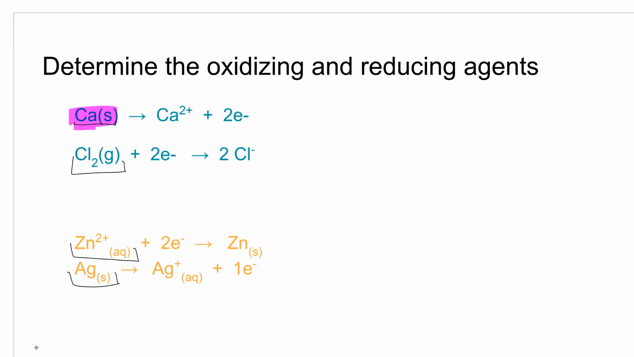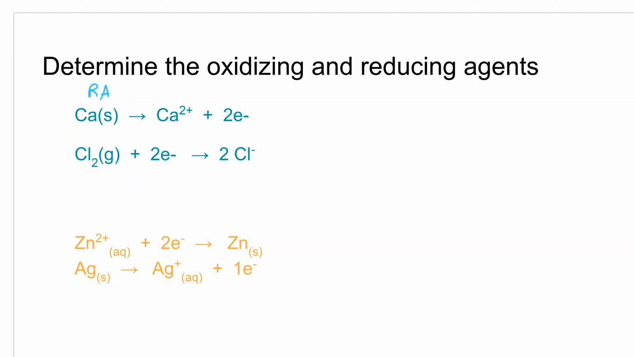So the calcium solid, looking at that first. What is it doing to the other substance? Remember, when we're talking about oxidizing and reducing agents, we are figuring out what is happening to the other substance. So calcium solid is causing the chlorine to gain 2 electrons because the electrons are on the reactant side. So in the chlorine reaction, it is a gain of electrons and it's undergoing reduction. So calcium metal must be a reducing agent.